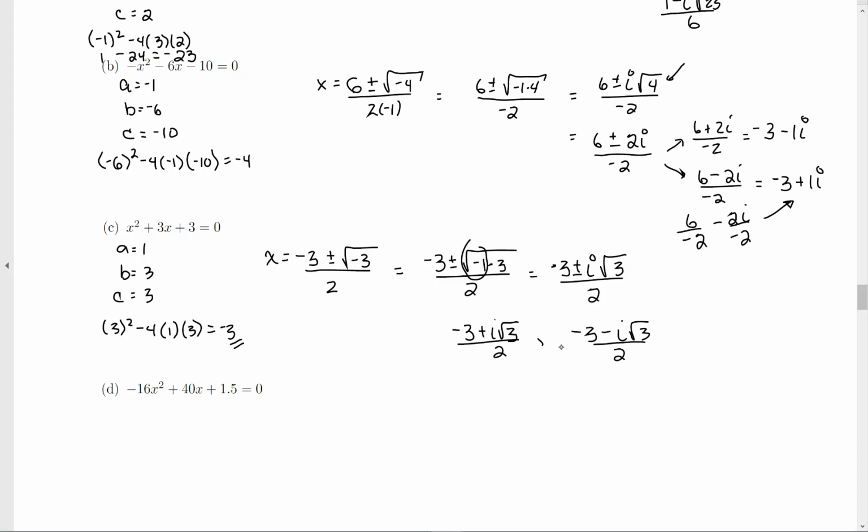Often on WebAssign, they'll ask you to write it as two separate answers separated by a comma. And that's what it would look like on WebAssign.